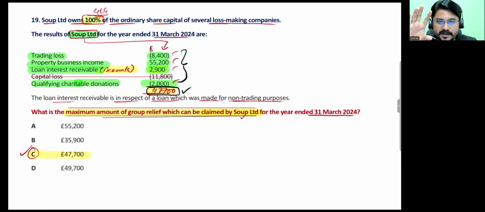Is that clear, everyone, please? To the extent of 47,700, company S can take the other company's loss and can be adjusted with its profits, with its remaining profits, by the way. Everyone is clear, please?